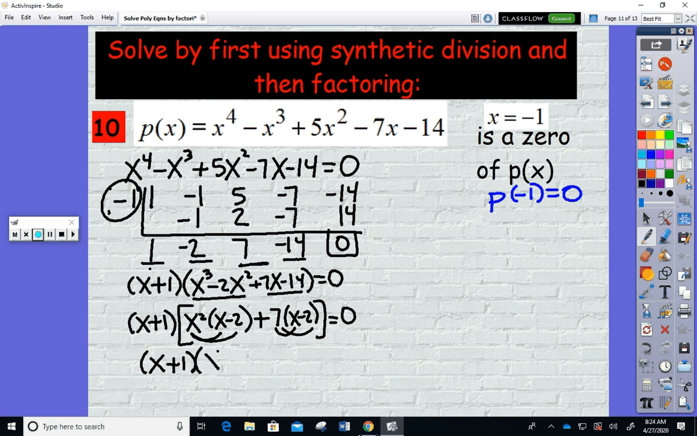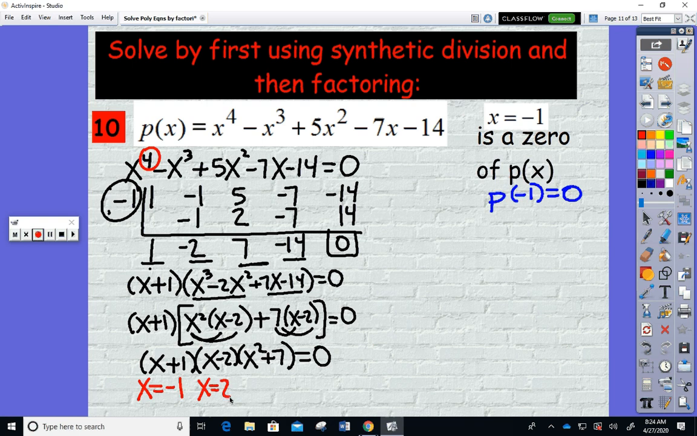On the inside, x minus 2 times x squared plus 7 equal to 0. Now, remember the degree was 4. So I'm about to get 4 solutions, or 4 zeros. Okay? I know that x equals negative 1 is a solution. I already knew that. Now from x minus 2, I know x equals 2 is a solution.